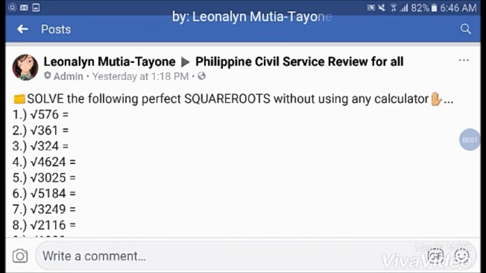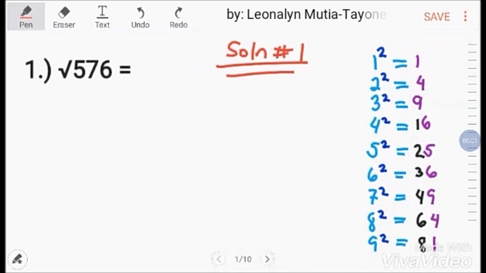Now let's solve the following perfect square roots without using any calculator, and I'm going to share with you tatlong paraan, 3 ways in solving them. Now let's begin. I will be showing you 3 ways in solving square roots without using any calculator. Let's begin solution number 1.